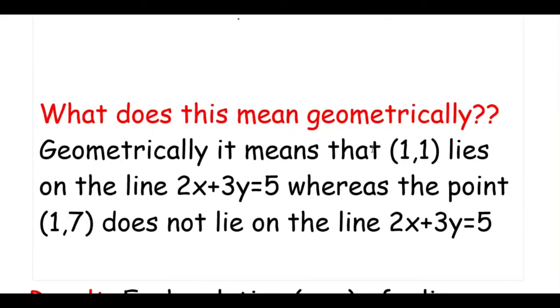So what does this mean geometrically? Geometrically, it means that the point (1, 1) will lie on the line 2x plus 3y equals 5, whereas the point (1, 7) does not lie on the line 2x plus 3y equals 5.